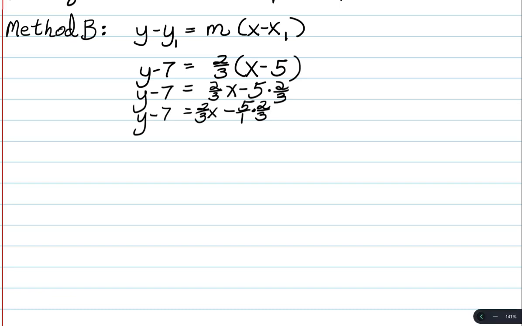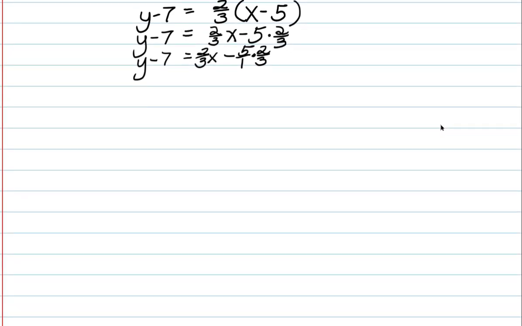Now, to do this by hand, notice that there's no cross cancellation I can do. 3 will not go evenly into 5, and saying that 1 goes into 2, well, of course it does, but 1 is there more as a placeholder in the denominator to turn 5 into a fraction. That would be kind of silly of me, so I'm not going to do it. Instead, I'll write y minus 7 equals 2/3 x minus, we multiply the numerators together, 5 times 2 is 10, and we multiply the denominators together, 1 times 3 is 3.